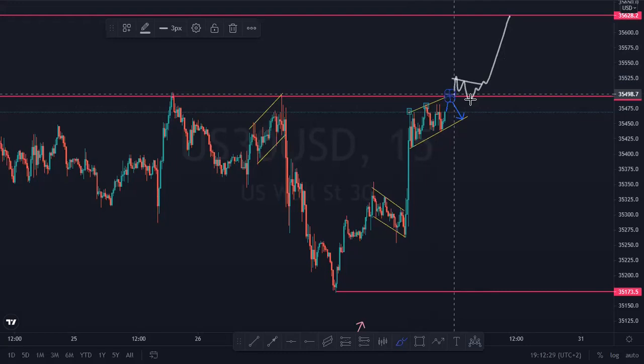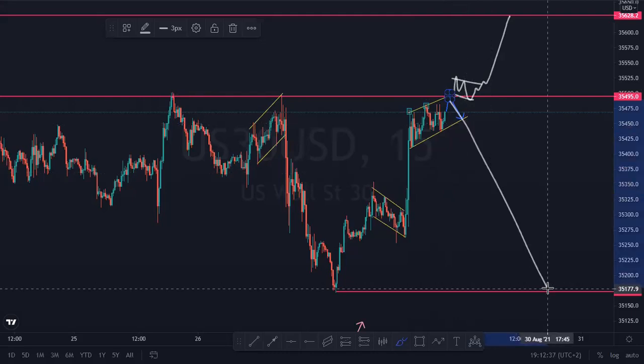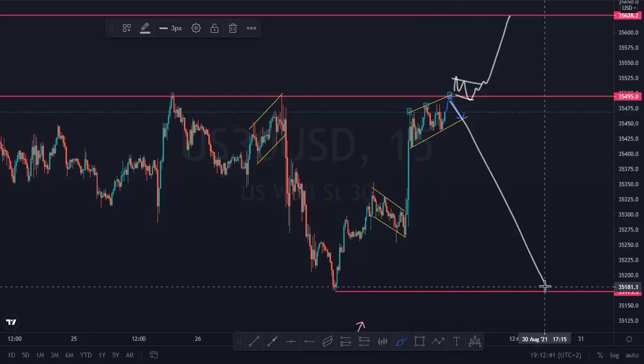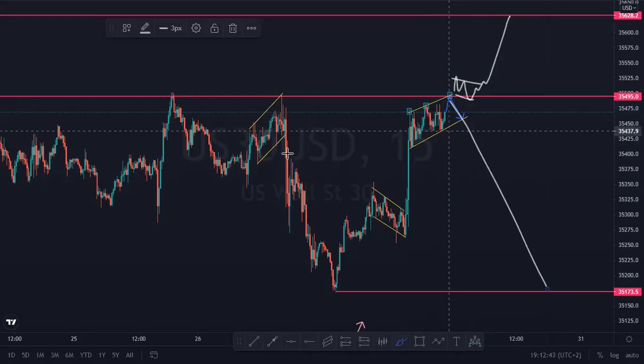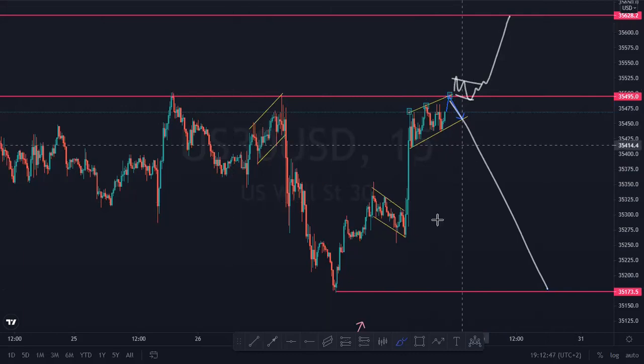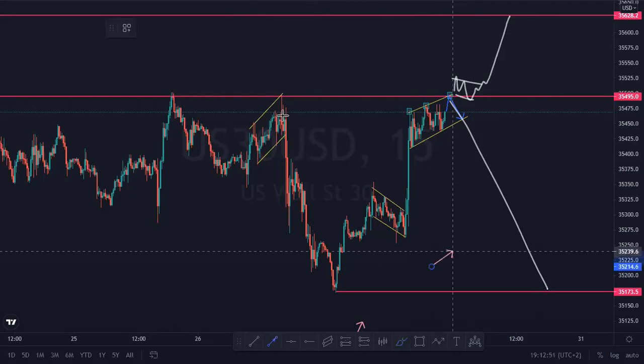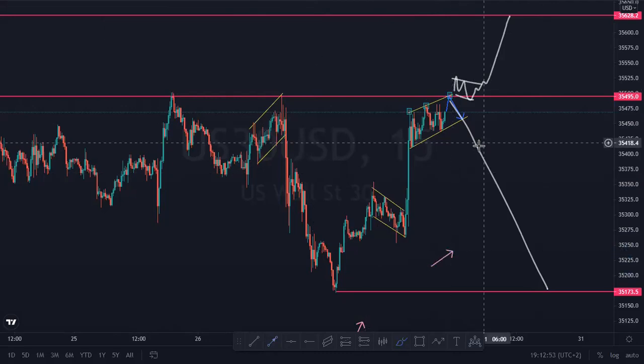But if it happens that it pushed down here, I don't expect it to push all the way down here. I'm not saying that it cannot happen, but I'm not expecting that to happen. Let me just move this line. I'll just remove this line. Sorry guys, because I want to draw something here.